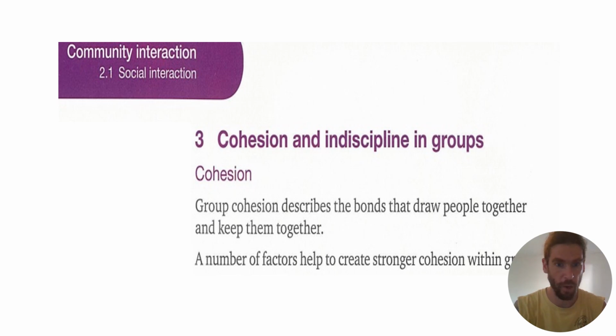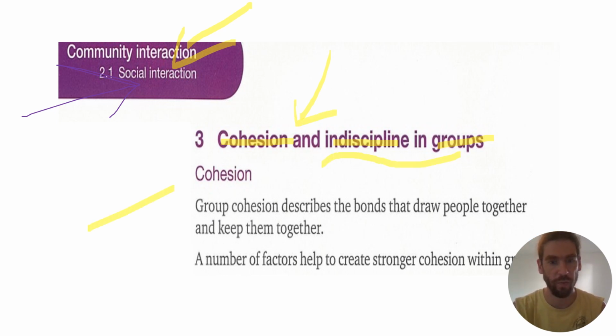Again, we are talking about social interaction, specifically community interaction, and more specifically about cohesion and indiscipline in groups. Find this page around page 32 probably in your study guide for social studies for CCSLC, and we'll talk about cohesion mainly in this video. Later on, we'll talk about indiscipline, but in this video, mainly about cohesion.